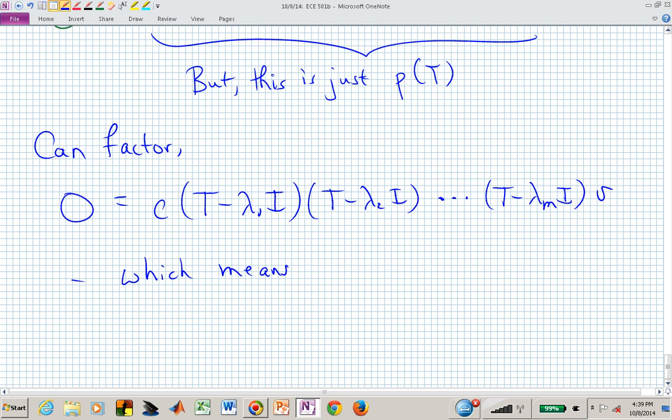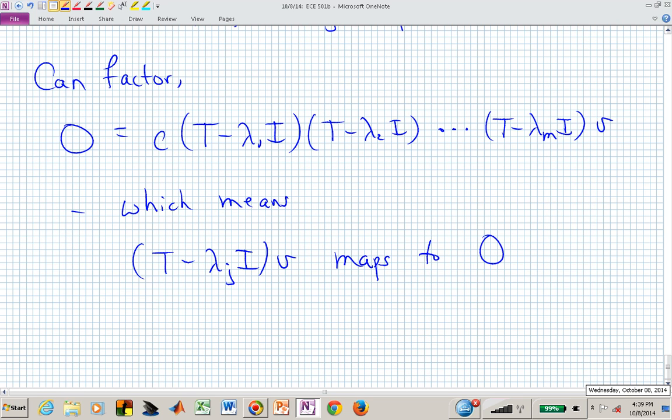And what does that mean? That means that one of those factors has to map to 0. Since it's 0 is equal to that product of factors, we now know that T minus, let's say, lambda sub j I times v maps to the 0 vector for at least one lambda sub j.